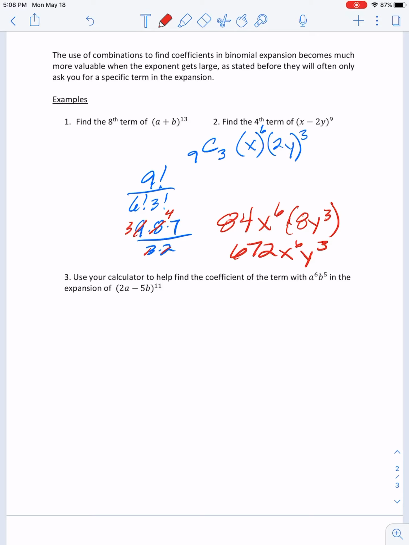Again, if you're doing this without the aid of a calculator, as I'm suggesting, you can always go back and double check, do 9 choose 3 to see if you do get 84. Keep in mind you do have to raise the whole base to the power.